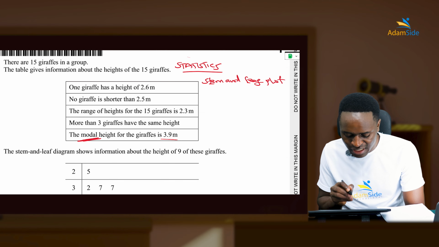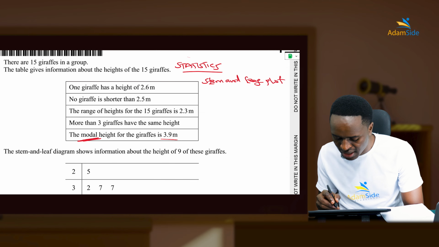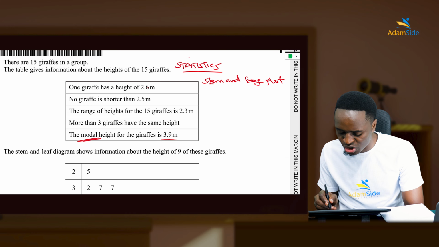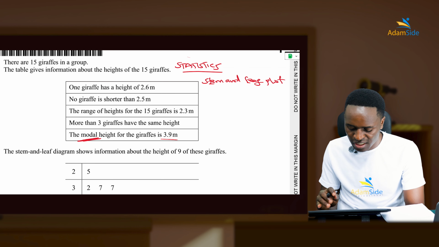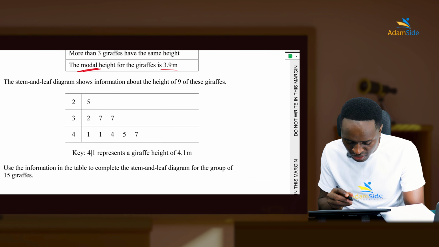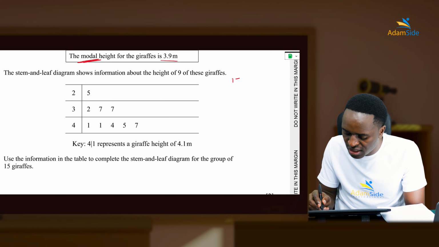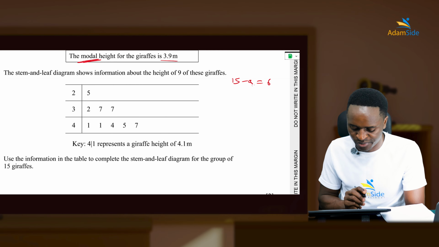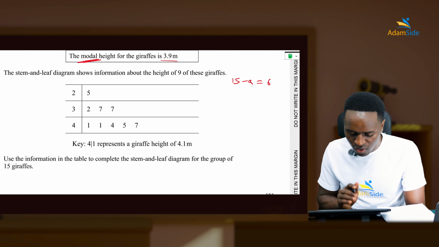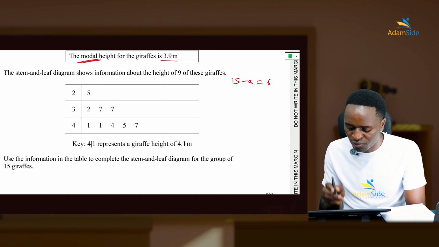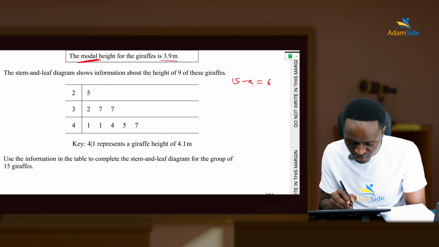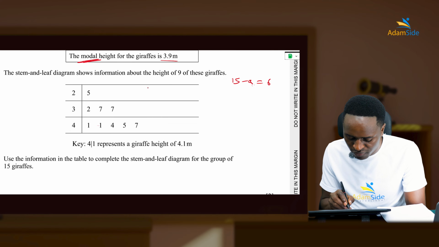The stem and leaf diagram shows information about the height of nine of these giraffes. So let's go to the stem. How many do we have? Let's count: 1, 2, 3, 4, 5, 6, 7, 8, 9. So 15 minus 9, there are 6 more measurements that are missing. 4 | 1 represents a giraffe height of 4.1 meters. So we have 4.1, 4.1, 4.4, 4.5, 4.7.